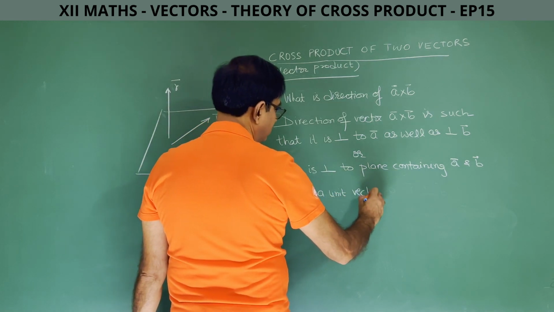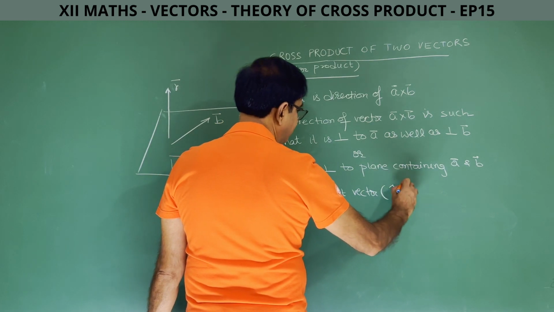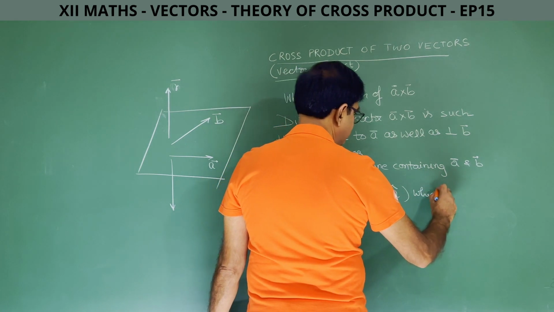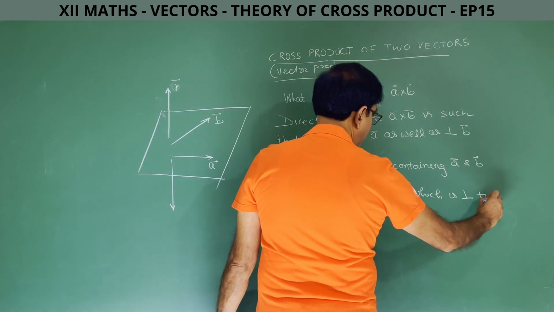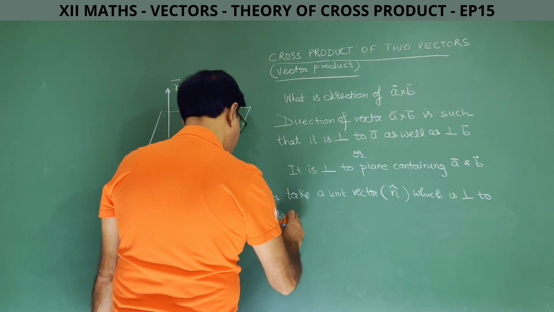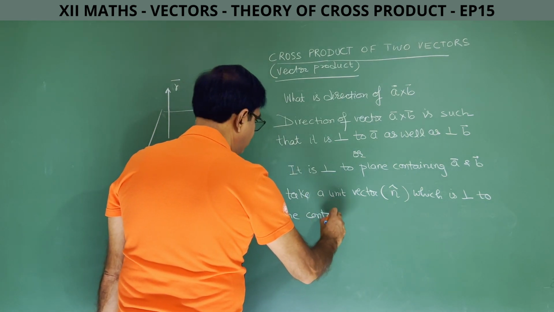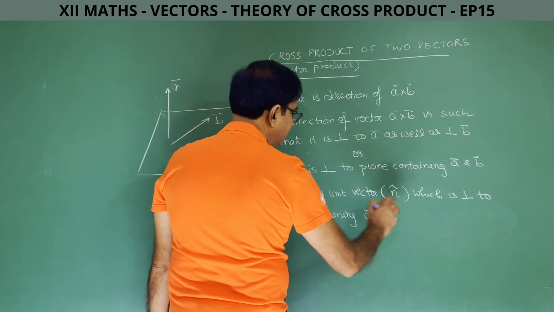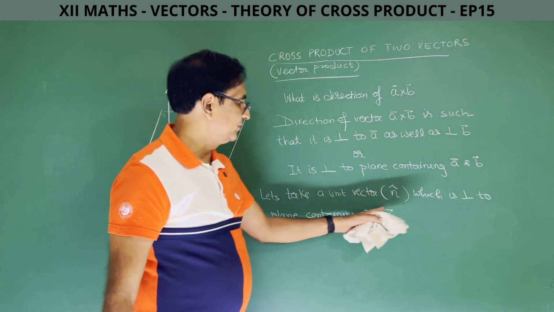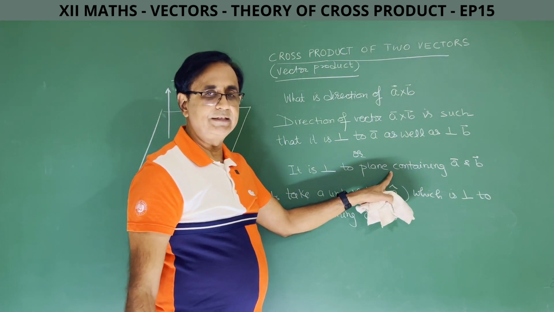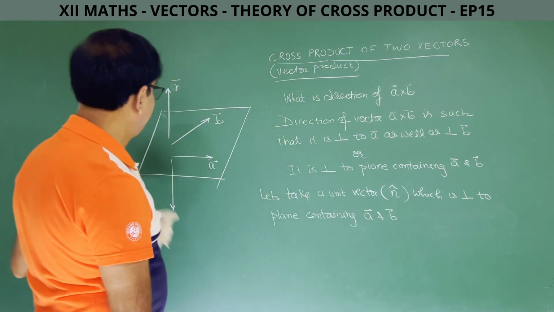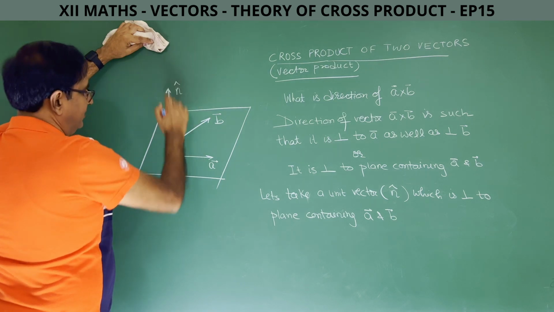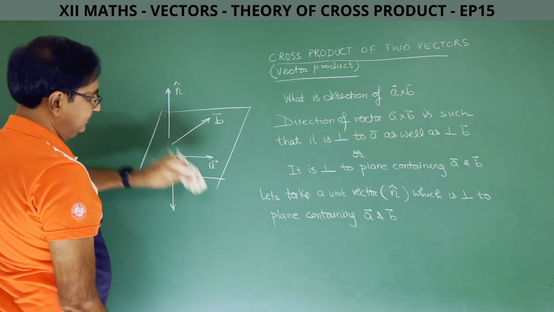A unit vector, I am giving it the symbol n cap. Let's take a unit vector n cap which is perpendicular to the plane containing A and B. So today we are introducing a new vector, a unit vector n cap, which means it's a unit vector which is perpendicular to the plane containing A and B. So we'll call this now n cap. It could be in this direction, it could be in the bottom direction. Alright.